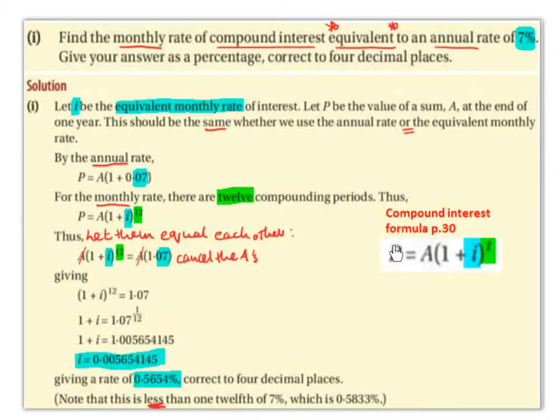Thus, when we substitute into our compound interest formula, we have P equals A times (1 plus i) to the power 12. We don't know what the i is. That's what we're trying to find out. Notice that they both start with P equals. Because they are both equal to P, we can let them equal each other. So we end up with A times (1 plus i) to the power 12, which we got from up here, is equal to A times 1.07, which we got from up here.